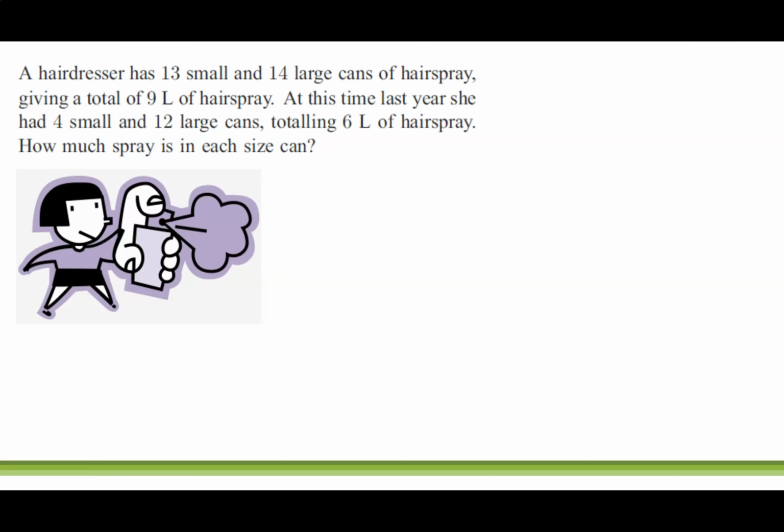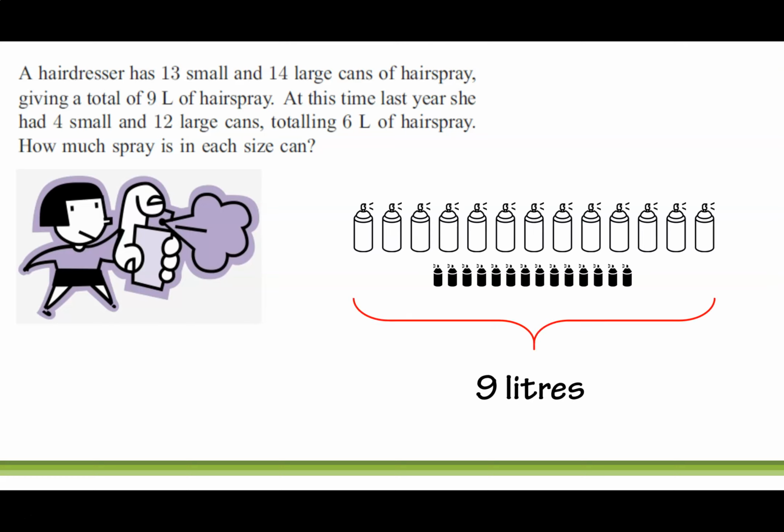A hairdresser has 13 small and 14 large cans of hairspray, giving a total of 9 liters of hairspray. So I guess the contents of those cans would add up to, if it was possible to do that, 9 liters of hairspray. At this time last year, she had 4 small and 12 large cans, so a different quantity of each, and it totaled a different quantity of hairspray, which was 6 liters. So how much hairspray is in each size can?